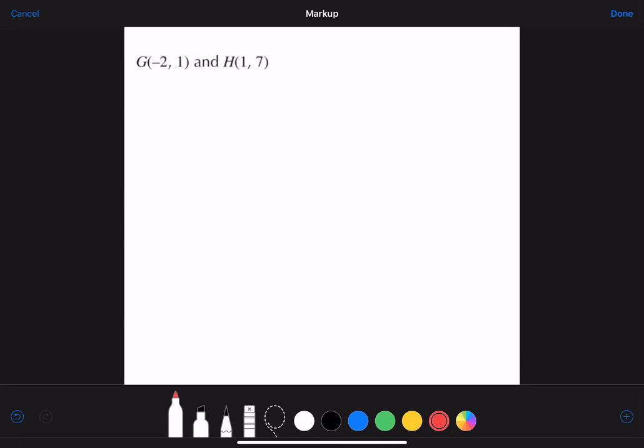Today we're going to learn how to find the equation of a straight line given two coordinates. So just to recap, for any equation of a straight line, this is what we call the general form: y equals mx plus c.